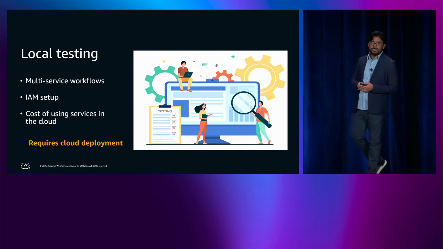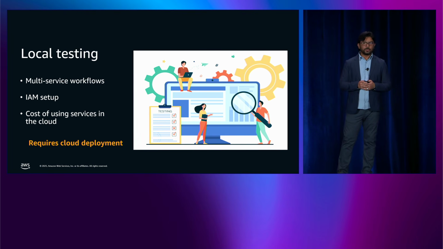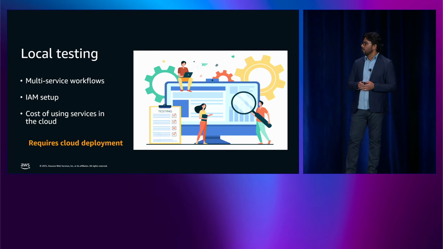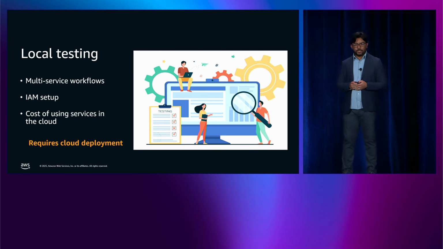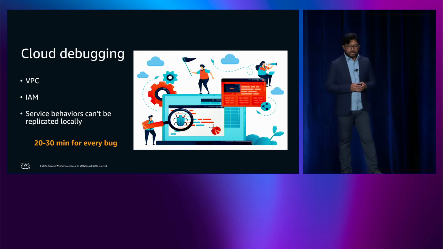The second challenge is limitations with local testing. Serverless applications are generally made up of multiple AWS services, but testing multi-service workflows locally is pretty difficult. You need to get the integration right and also set up IAM roles and permissions. Most developers end up deploying to the cloud for testing, which slows down iterations because of the complexity of using services in the cloud. And then there's the cost of using services in the cloud, even though it's generally not significant.